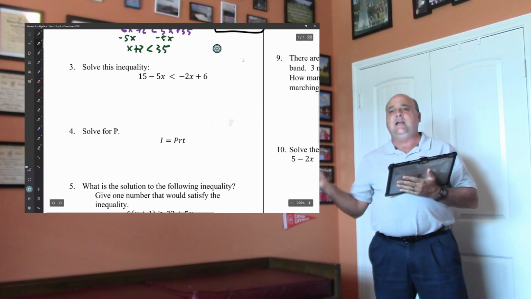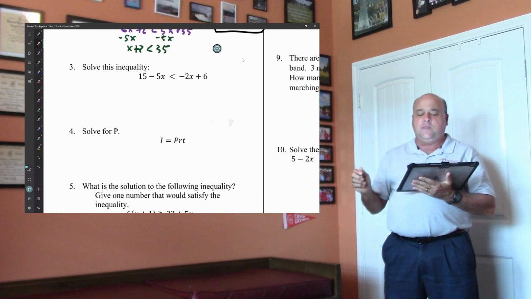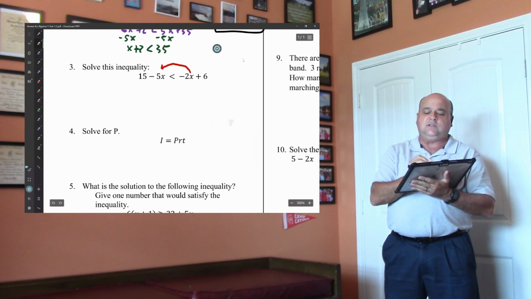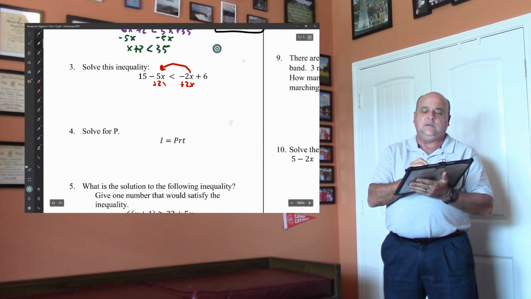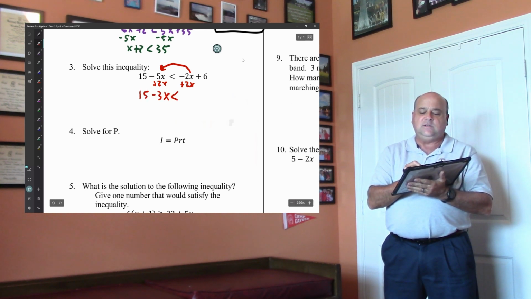Remember on number 3, it's an inequality. Usually we want our letters on the left. So we're going to take this 2x and move it to the left. To do that, the opposite of minus 2x is add 2x. And then I'm going to get 15 minus 3x less than 6.